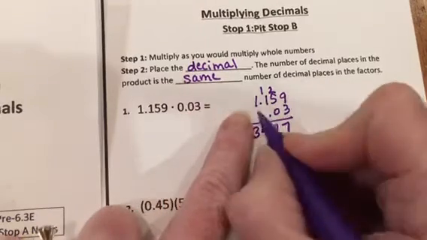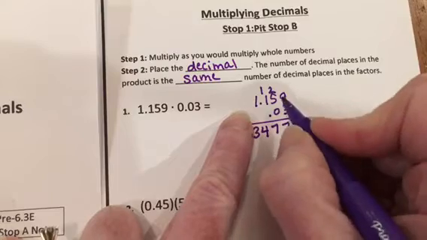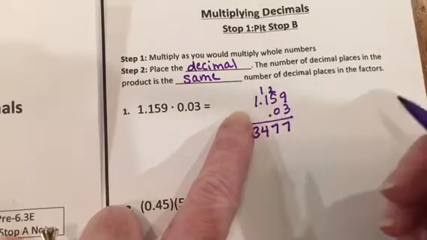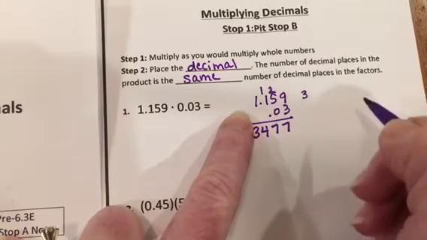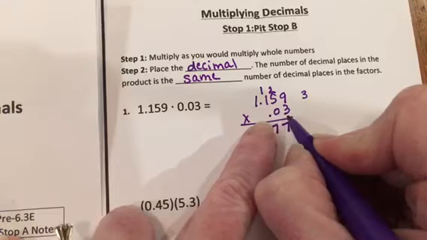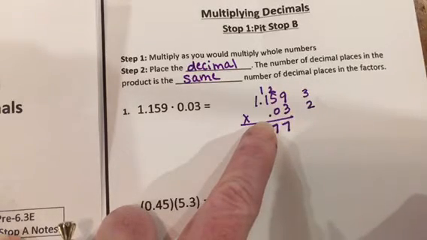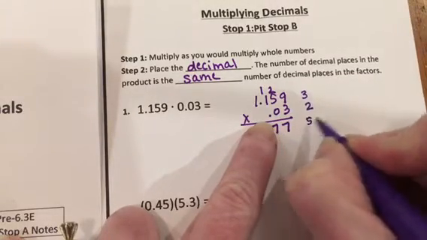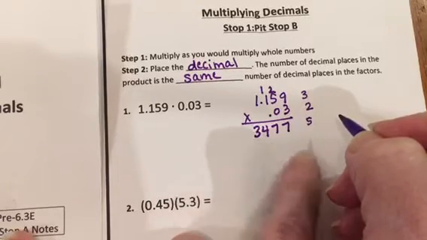What I want to do is go back to the factors, those are the numbers I'm multiplying, and count how many decimal places were in each one. If I start from the 9 and move over till I get to the decimal, I can see that there are 1, 2, 3 decimal places in that first number. If I do the same thing with the second one, there are 1, 2 decimal places in the second factor. If I add those up, 3 plus 2, I get 5. That tells me there needs to be 5 decimal places in the product, in the answer.